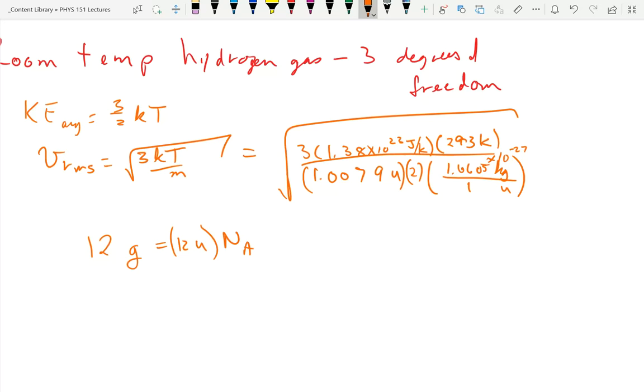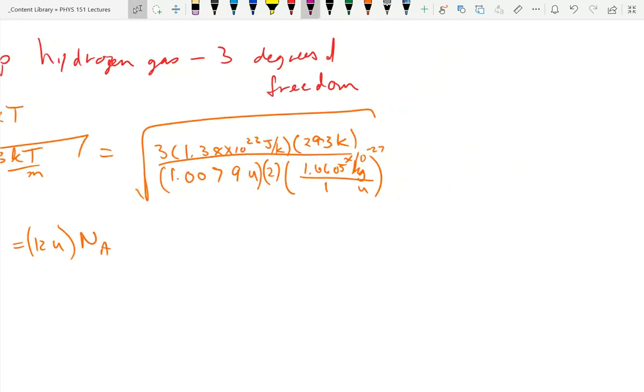So now if we put these numbers in the calculator, and since we've come this far, let's finish out a problem. What do we get for the RMS speed of the hydrogen molecules at room temperature? I know it's hard to read my number there. I'll rewrite this: 1.6605 times 10 to the minus 27.